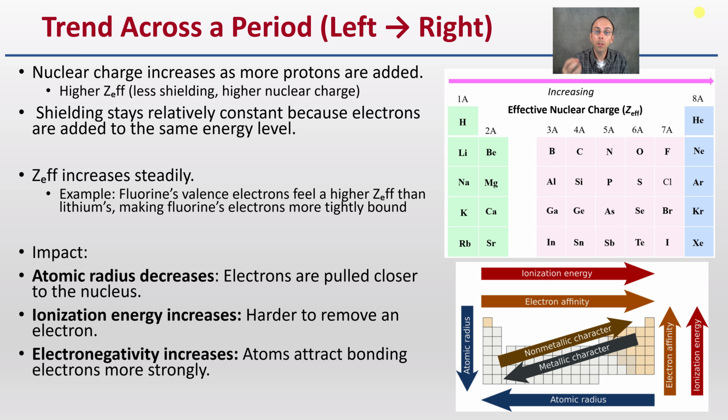Well, that will decrease the radius as we're going from the left side to the right side of the periodic table, because those electrons are getting pulled closer to that nucleus. As a result, since they're getting pulled closer, it becomes harder to remove them. So that's going to increase the ionization energy. And lastly, the electronegativity will also increase because the atoms attract bonding electrons more strongly as you get closer to those halogens, in this example, fluorine.